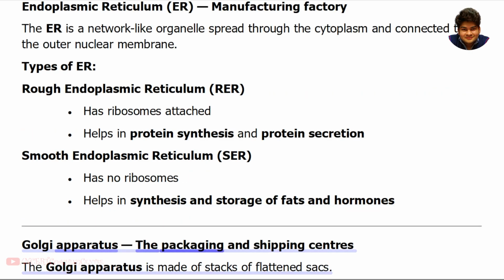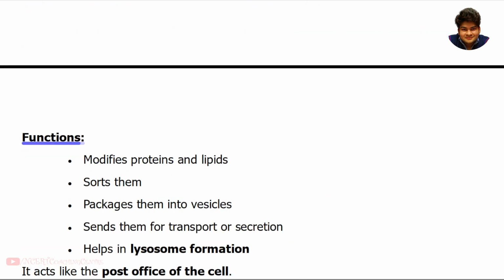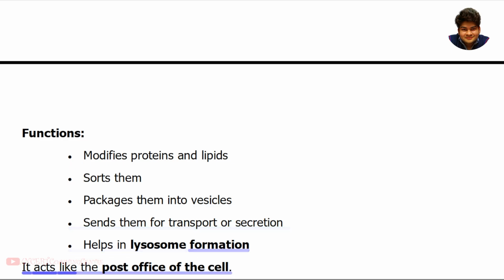Golgi apparatus, the packaging and shipping center. The Golgi apparatus is made of stacks of flattened sacs. Functions: modifies proteins and lipids, sorts them, packages them into vesicles, sends them for transport or secretion. Helps in lysosome formation. It acts like the post office of the cell.